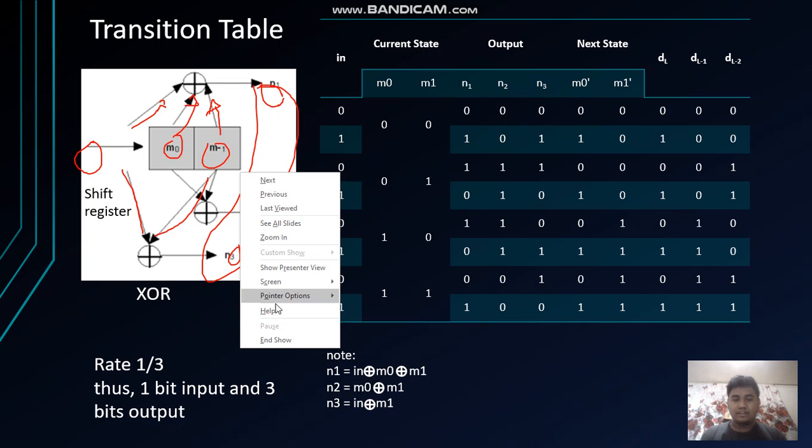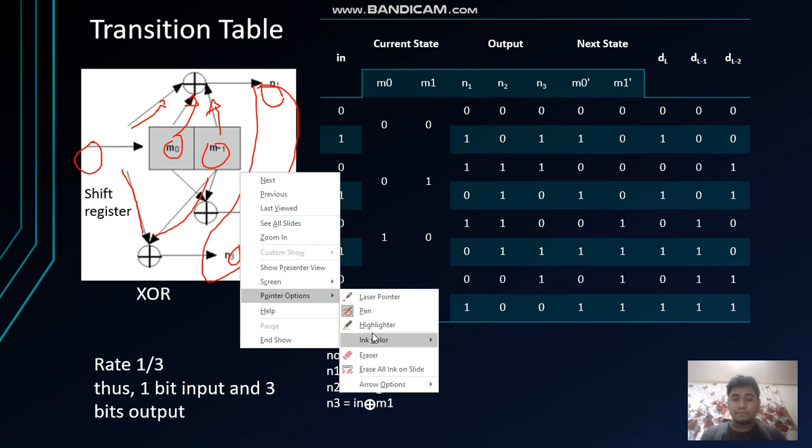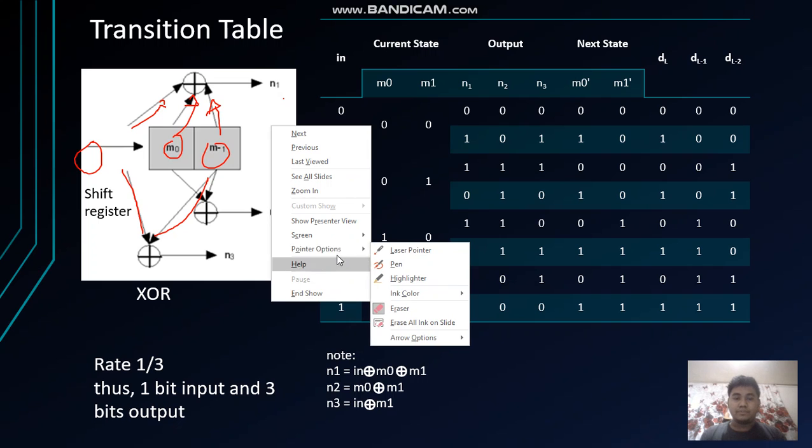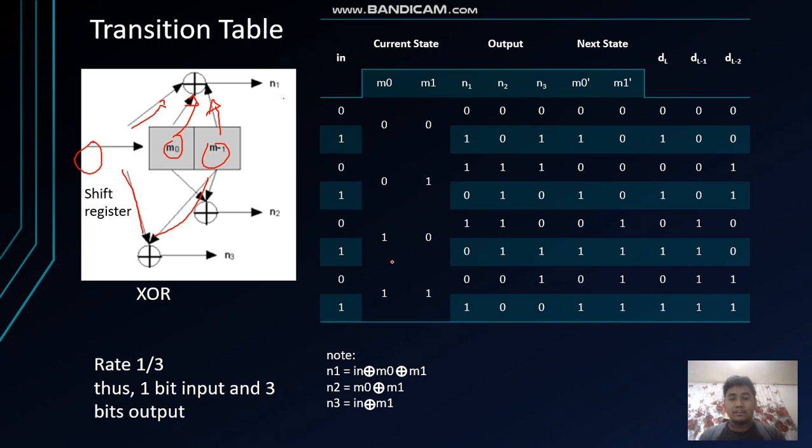So let's erase it. Our next input will be 1. So 1 plus M0 plus M1 is equal to 1. And here, 0 plus 0 is still 0. And in our n3, 1 plus 0 is equal to 1. So here the output is 1 0 1, and the next state is 1 0.